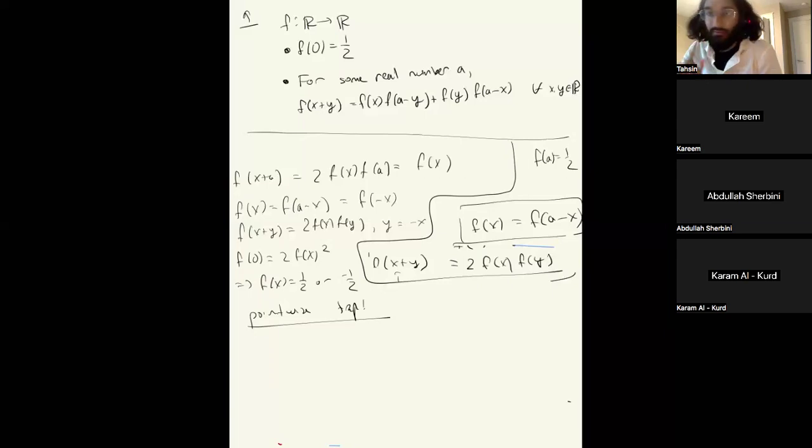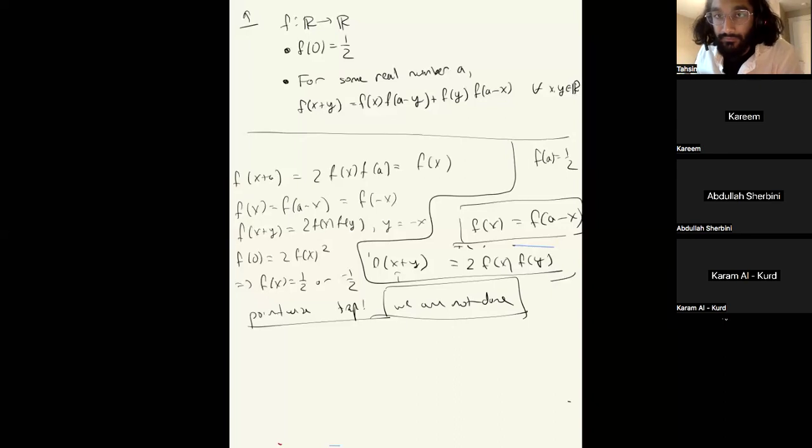But before we go on, does it make sense why we're not done? I just want to emphasize this. We're not done with the problem, right? Because it doesn't mean there are two solutions. It could be that there are still infinite solutions. Does that make sense? Okay, good. So then your idea for resolving it was what, Kareem?